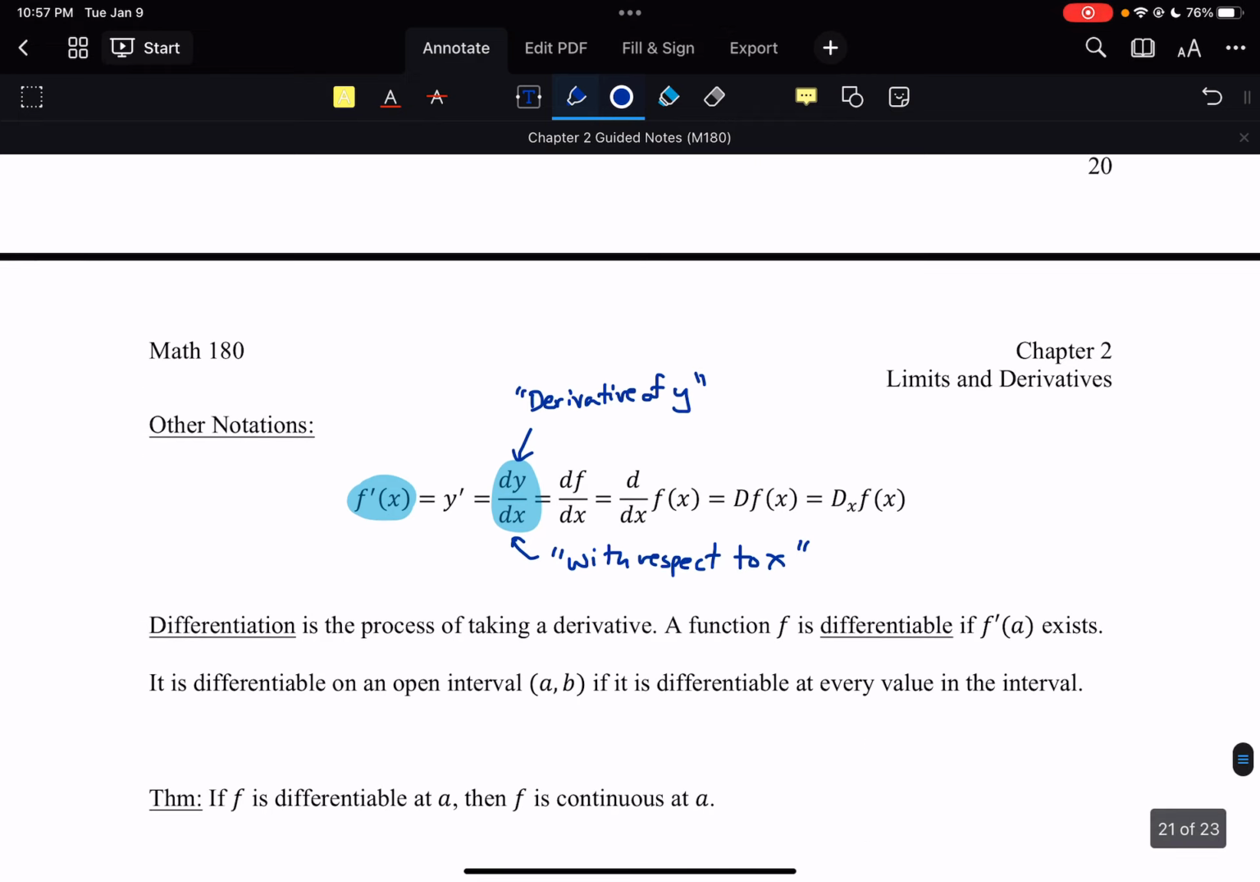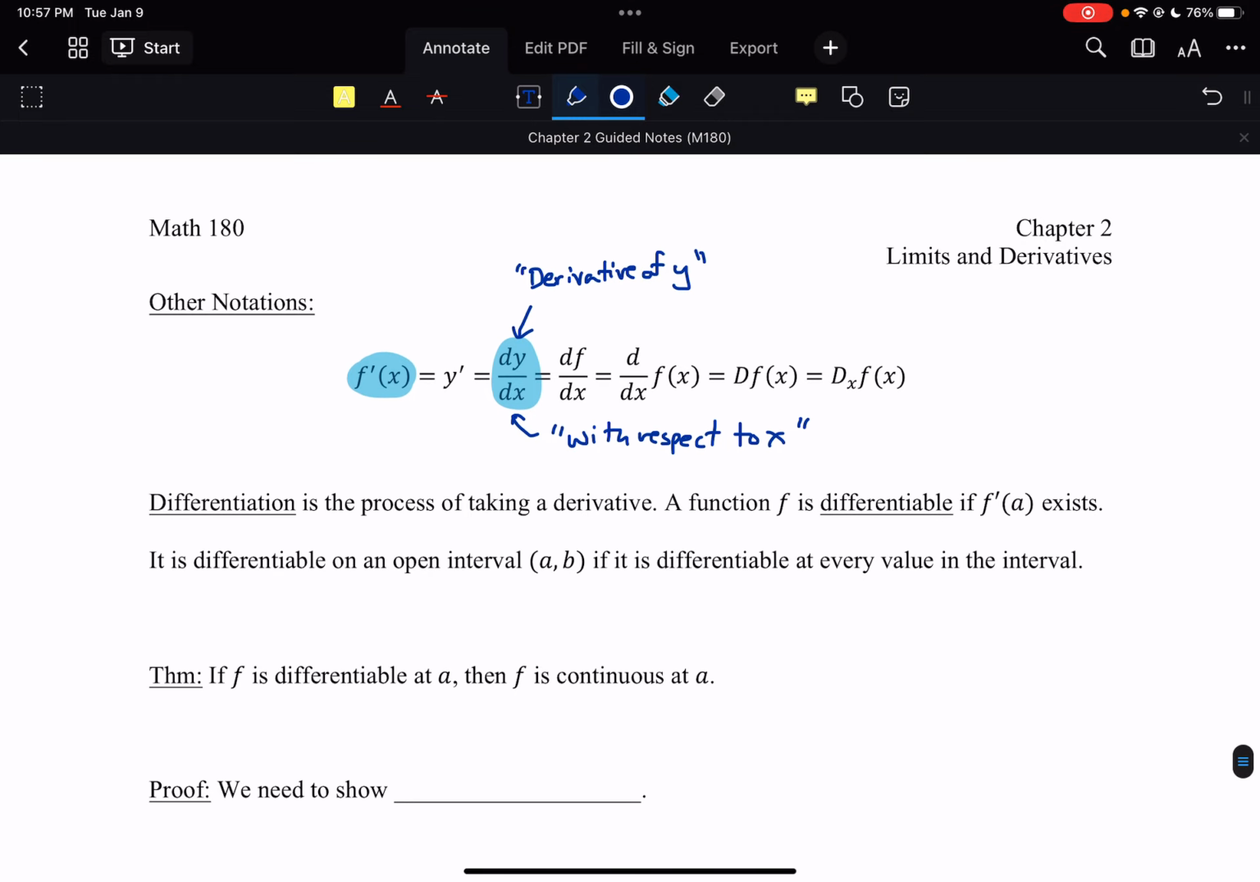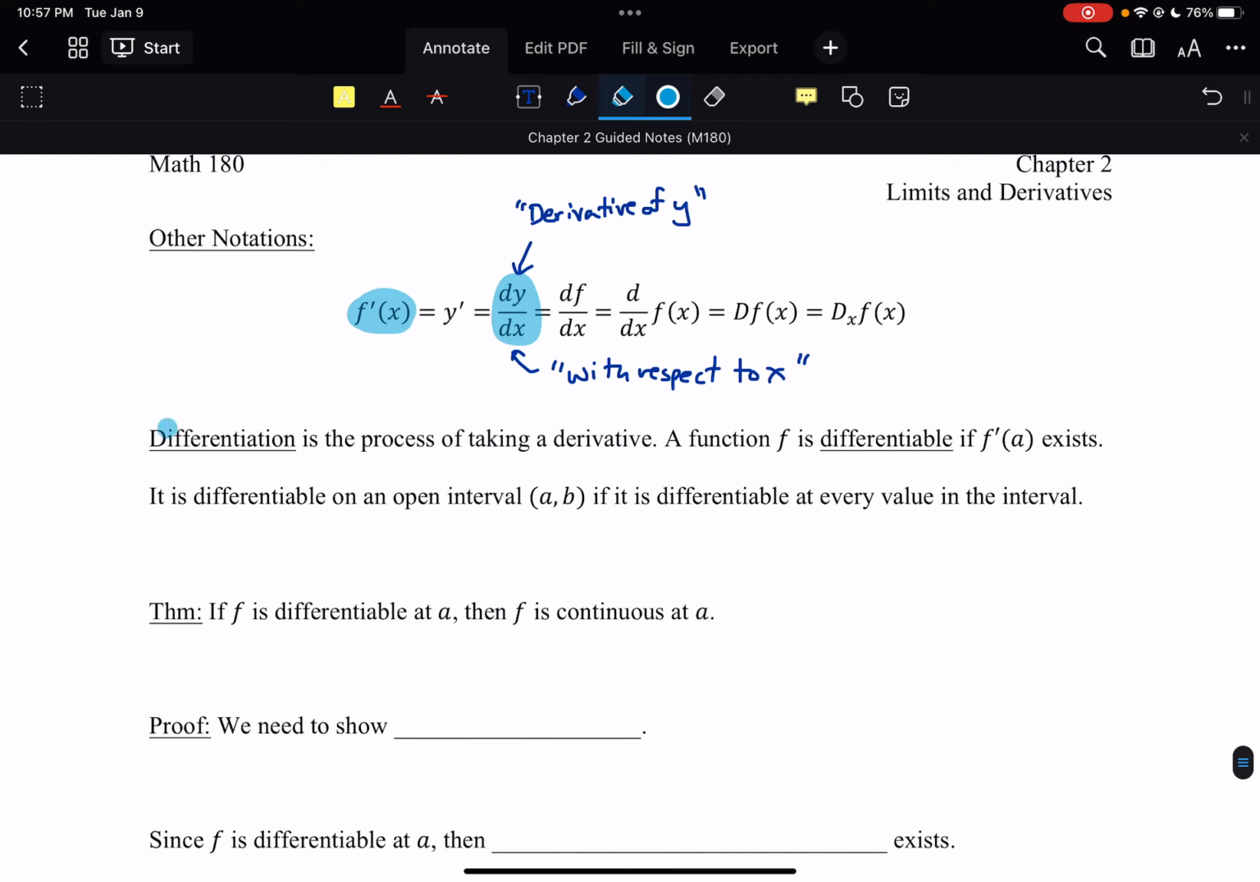Now, when we're talking about the process of taking a derivative, the term that we use for that is called differentiation. We say that a function f is differentiable if f prime of a exists. In other words, if we are able to take a derivative, or able to differentiate the function. We say it is differentiable on an open interval (a, b) if it is differentiable at every value in the interval. So if it's differentiable at every point from a to b, that means it's differentiable over the entire interval.